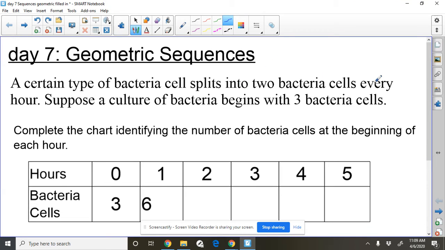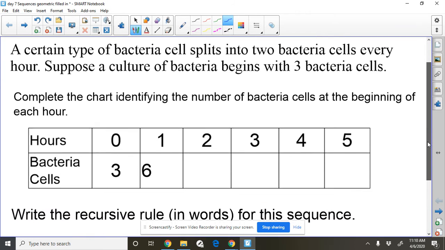We're going to continue with geometric sequences today and look at another real-life example. In this example, a certain type of bacteria cell splits into 2 bacteria cells every hour. Suppose the culture begins with 3 bacteria cells. And make a chart to start off with.